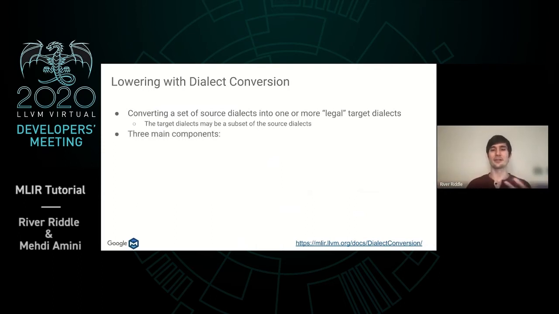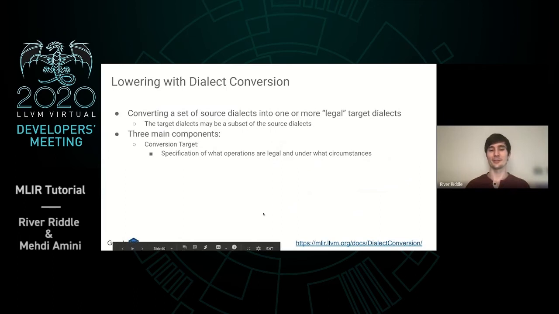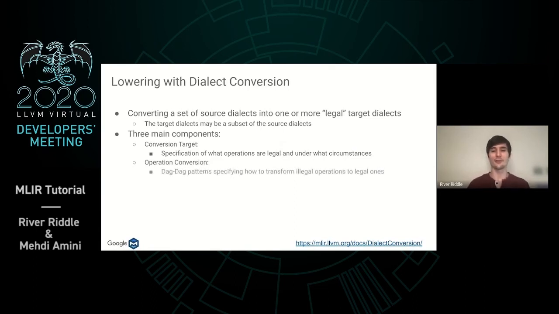So dialect conversion is split up into three main components. First is the conversion target, which is the thing that specifies what operations are legal and under what circumstances. The second is operation conversion. And these conversions are DAG-to-DAG patterns that specify how an illegal operation transforms into a legal one. The last is type conversion. And type conversion specifies how to transform an illegal type to a legal one. And if you think about type conversion, our tensor type doesn't have a mapping in LLVM, so we'll have to lower it somehow.